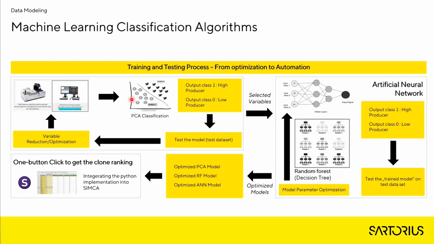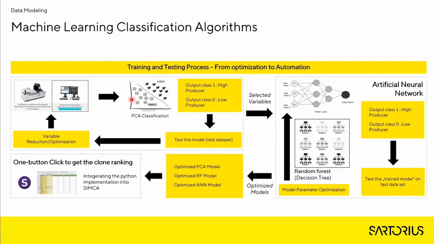Every time when we train the model, we test the model. And then we do some variable reduction or optimization. So we find better correlations, or which variables are correlating better with your titer in Ambr 15. And then this loop would be continued till you get a set of variables that are correlating the most and providing the better results based on the PCA classification.